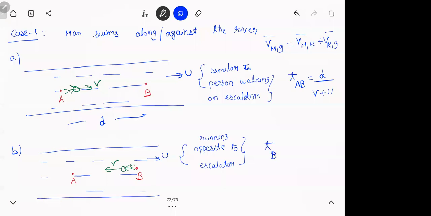So the time taken to go from B to A will be D by V minus U.